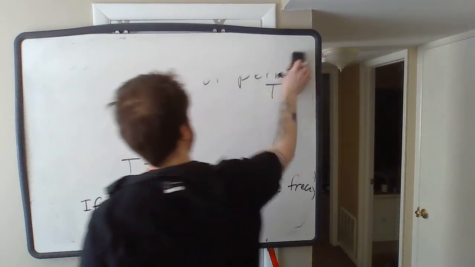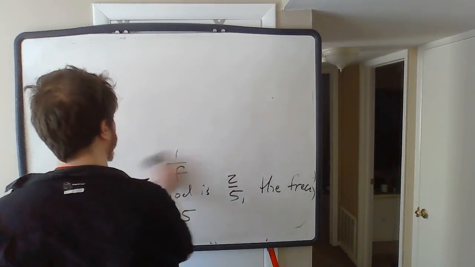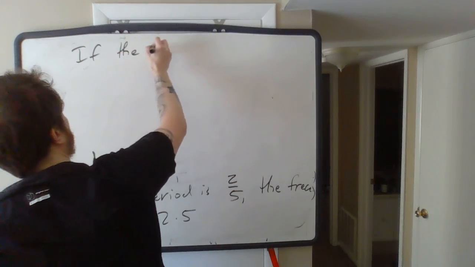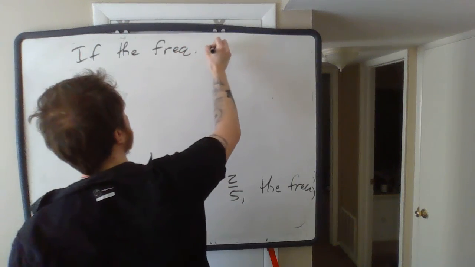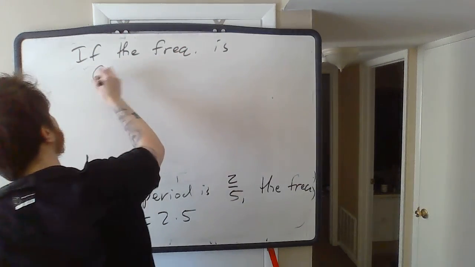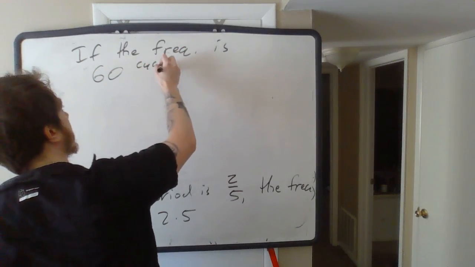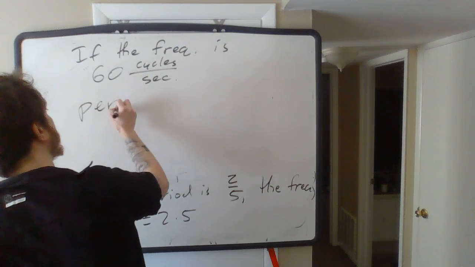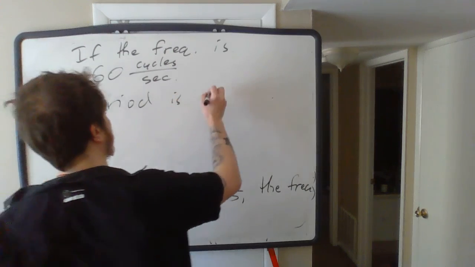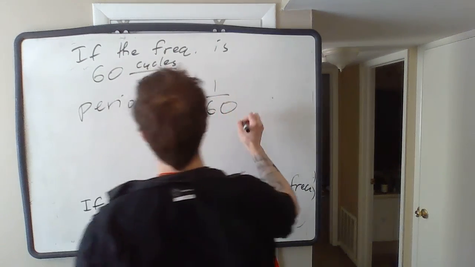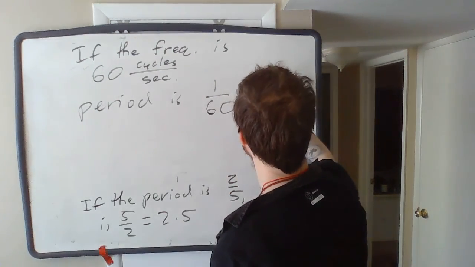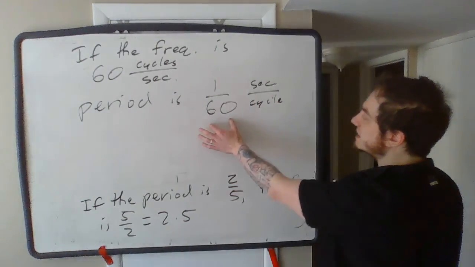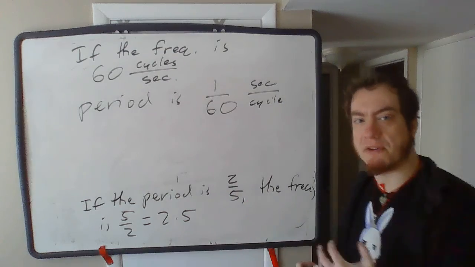If you're given the frequency, then you can figure out the period by just taking the reciprocal. So for example, if the frequency is 60 cycles per second, then the period is 1 over 60, and that'll be in seconds per cycle.